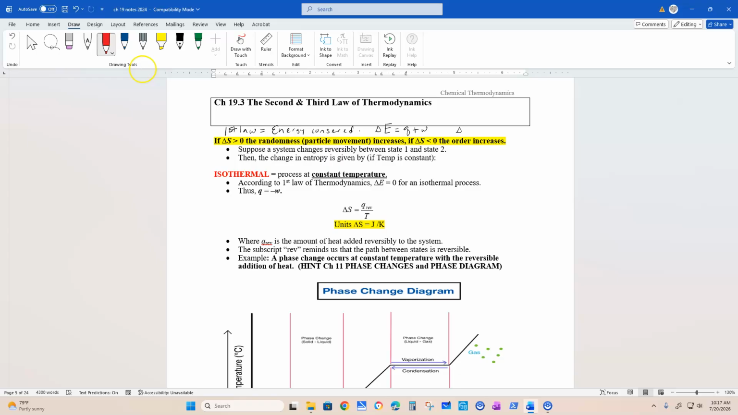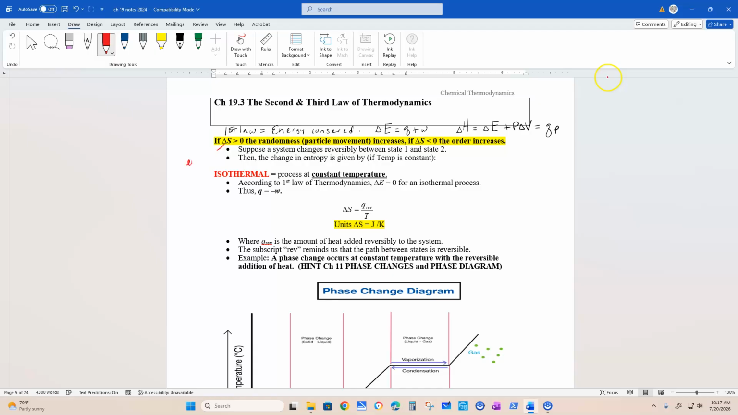And then we also looked at how delta H is delta E plus P delta V. And in the end, as long as pressure was constant, it equaled heat. Okay, so how is the second and third law of thermodynamics correlated to the first? All right, well, we've already been talking about entropy.